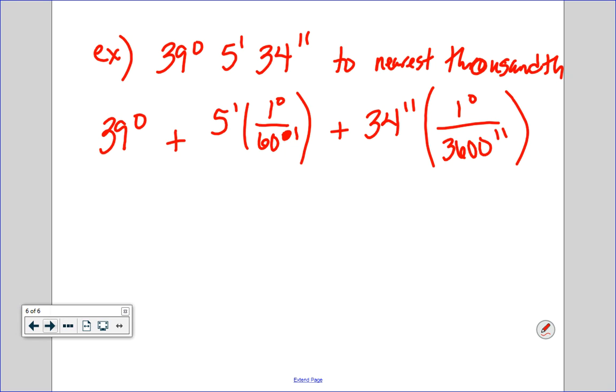Now if we plug that into our calculator, we're going to get that this can be written as 39.093 degrees. And how did I get 093? 5 divided by 60 plus 34 divided by 3,600, and I rounded it to the third decimal place, which is 1,000. That's it. Any questions so far? All right, so that's the first big section of this lesson.